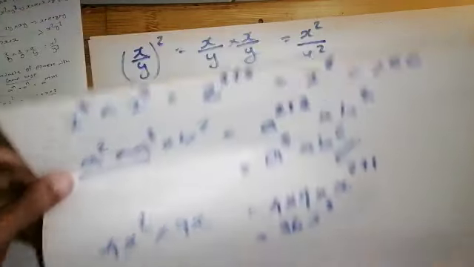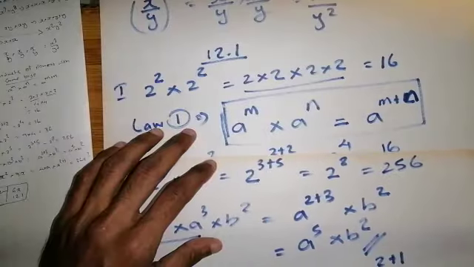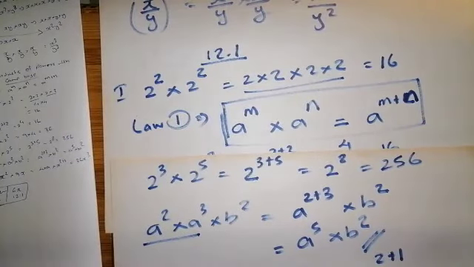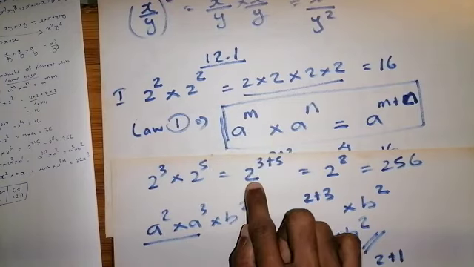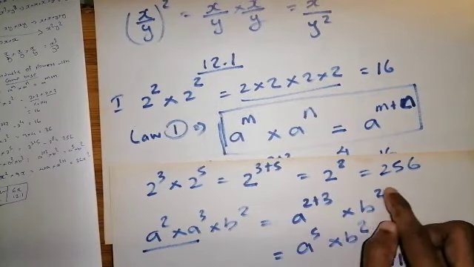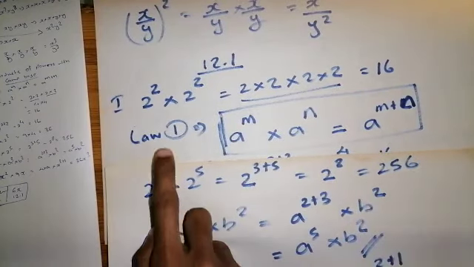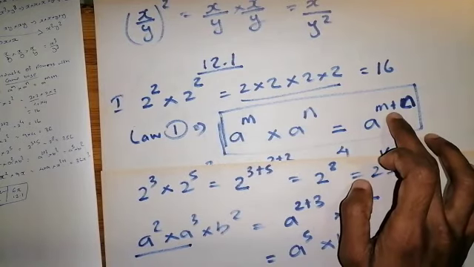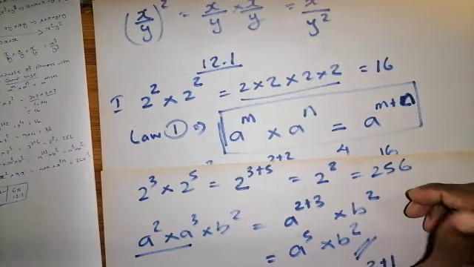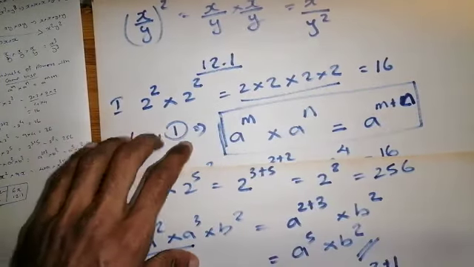When we are multiplying power forms with the same base, we use the first law. The law says the first step is addition of the indices. After that, the mathematical calculation. So that is our first law of 12.1 indices.